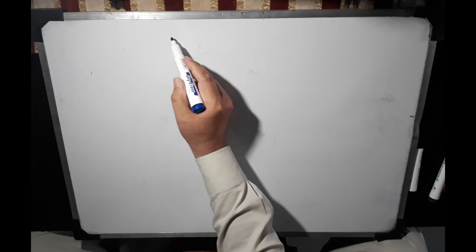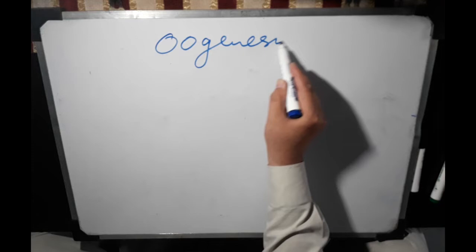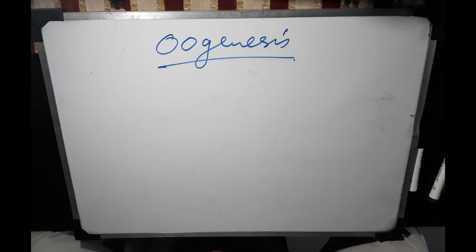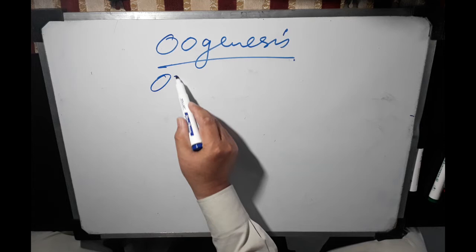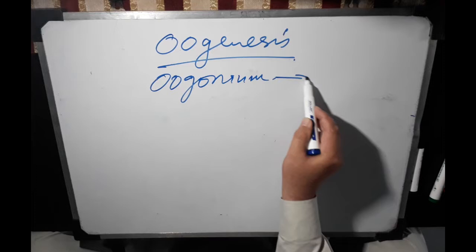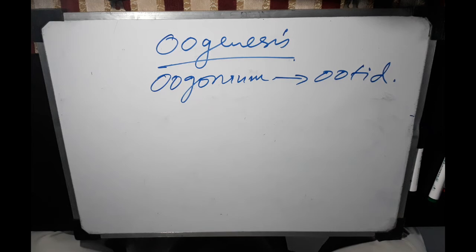Today, the lecture title is Oogenesis. Definition: all the events by which oogonia are transformed into mature ova or ootids. But it is not as simple as spermatogenesis.